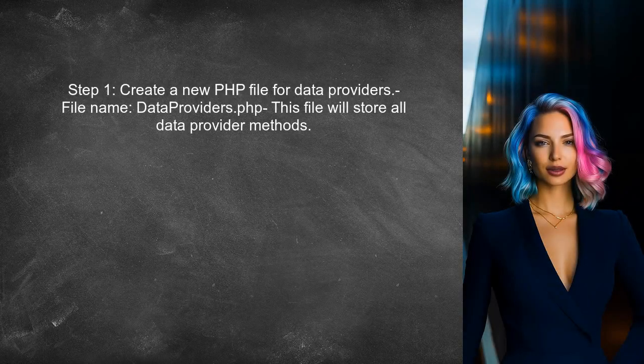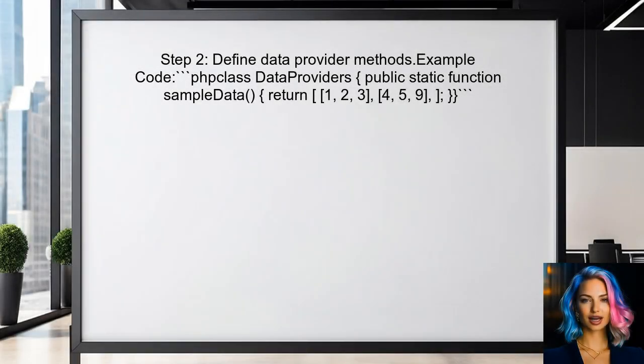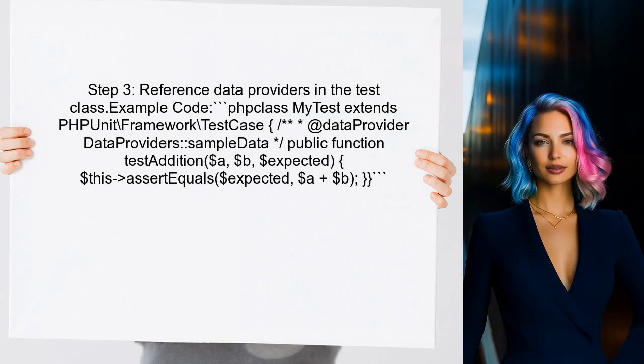To separate data providers from the test case class in PHPUnit, the user should first create a new PHP file specifically for the data providers. This file will contain all the data provider methods. Next, the user should define the data provider methods in this new file. Each method should return an array of data sets that will be used in the tests. After defining the data providers, the user needs to reference these methods in their test class. This is done by using the fully qualified name of the data provider method.